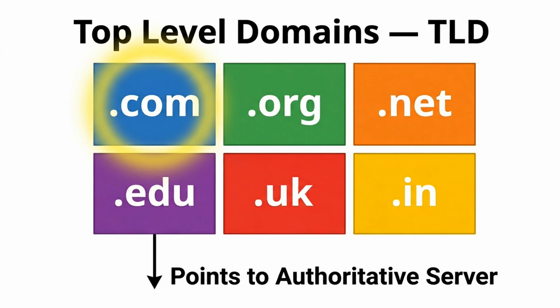That's top-level domain. For example.com, the TLD server handles everything ending in .com. There are TLD servers for .org, .net, .edu, and even country-specific ones like .uk or .in. The TLD server still doesn't have the final IP address, but it knows which authoritative name server to ask, so it passes the baton along.